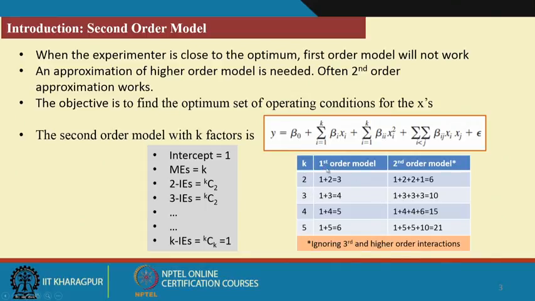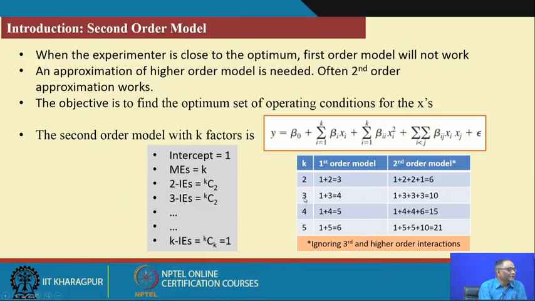If you go for a first order model, which is beta 0 plus beta i xi, then when k equals 2, the number of parameters to be estimated is 3. And what will happen in the second order model? There will be one intercept, the main first order effect, the quadratic effect, plus the interaction effect. So, you require estimating 6 parameters.